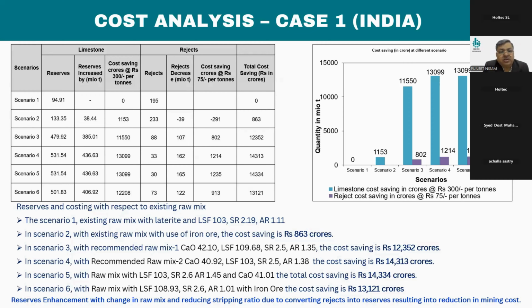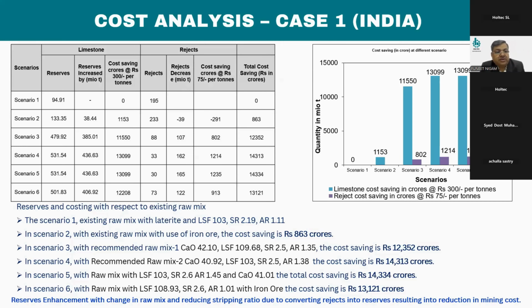In this, we can also see what I have calculated. Suppose we know the limestone is going on the basis of auctions. Auction prices vary from 300 to 600, based on the location, the requirement, and many parameters. I have taken a sum of the cost, suppose 300 rupees per ton. That means if we save 1 million tons of limestone, from the auction point of view, we can save 30 crore rupees.